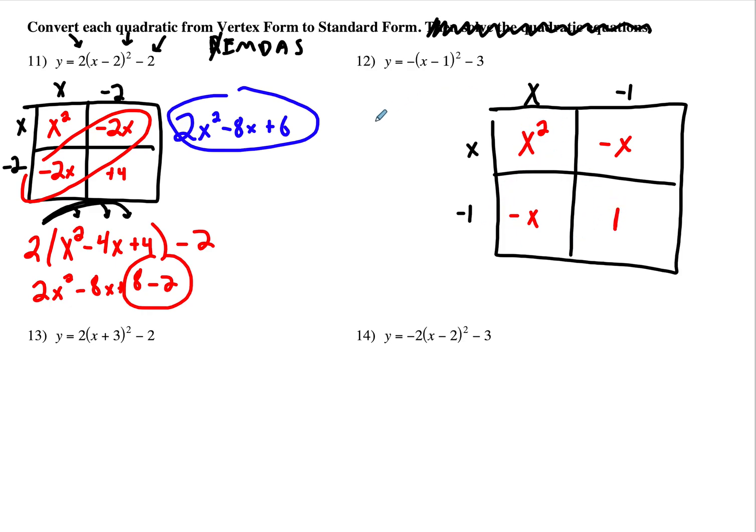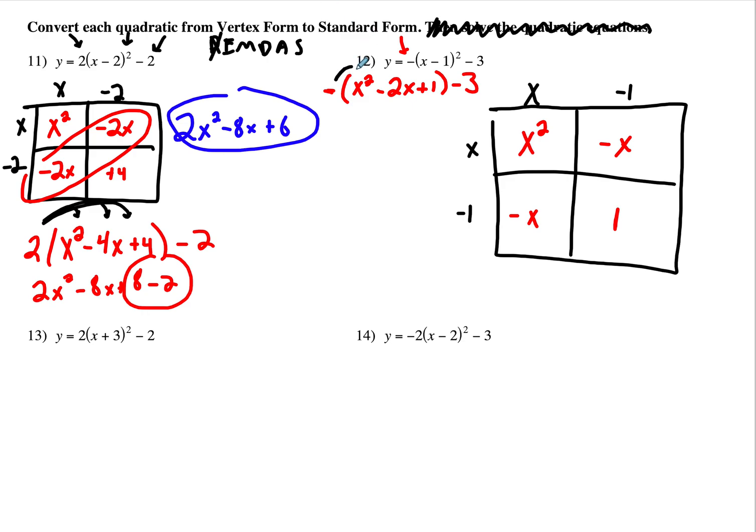So remember, we add up the areas. Now in this case, don't forget to drop in your parentheses, because this thing is not 1. That negative sign tells you it's negative 1. So we're going to drop in our negative, drop in our parentheses, and we're going to do x squared. And this is negative x and negative x. So that's minus 2x. And then we have plus 1. We close it. We subtract 3.